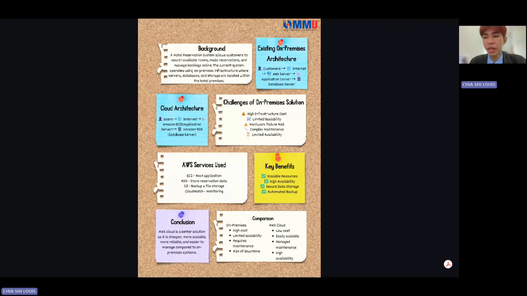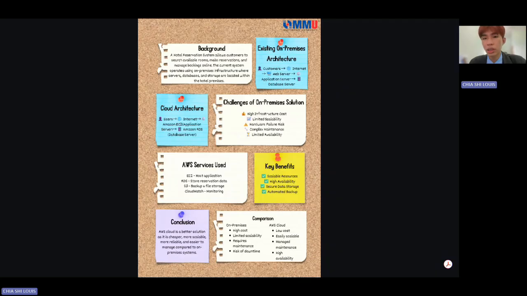In addition, Amazon S3 is used to store file, image, and backup data, while Amazon CloudWatch, on the other hand, continuously monitors the system performance and resource usage. This architecture provides a scalable, reliable, and secure cloud environment compared to traditional physical servers.